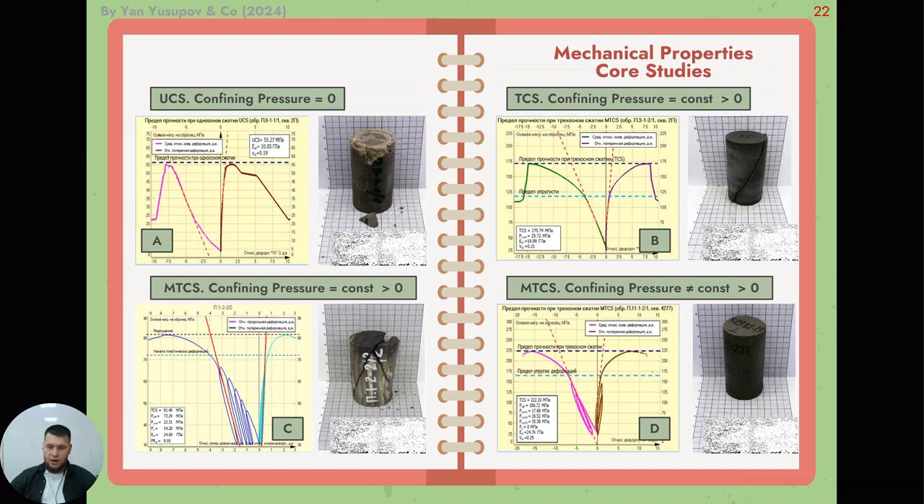Test D is a multi-stage test at different confining pressures. This test allows you to build a Mohr failure envelope with only one sample for triaxial compression at different confining pressure points.